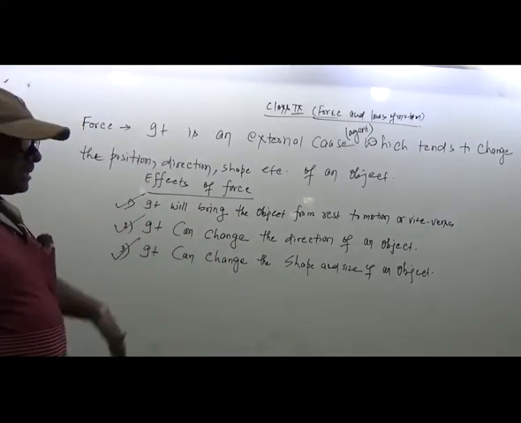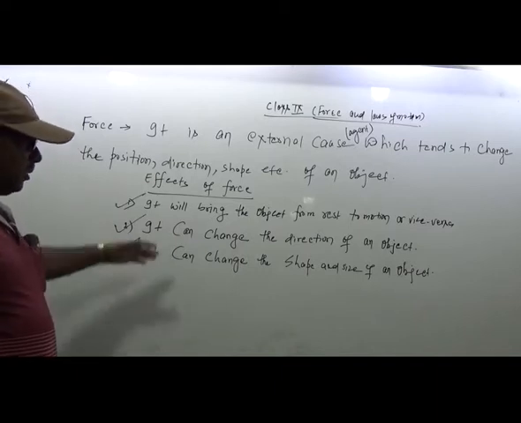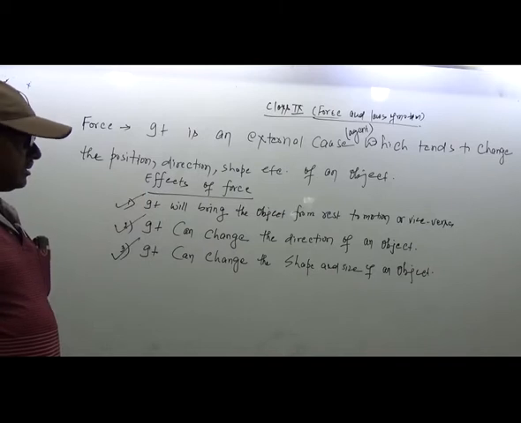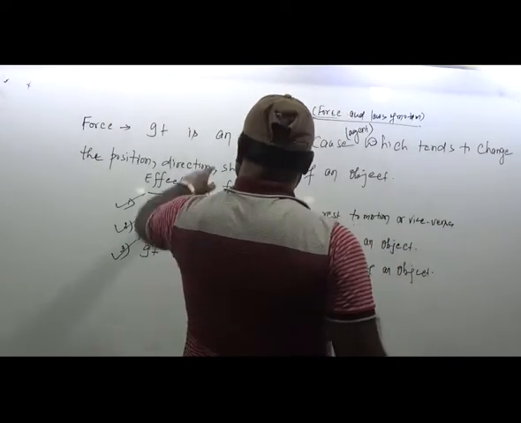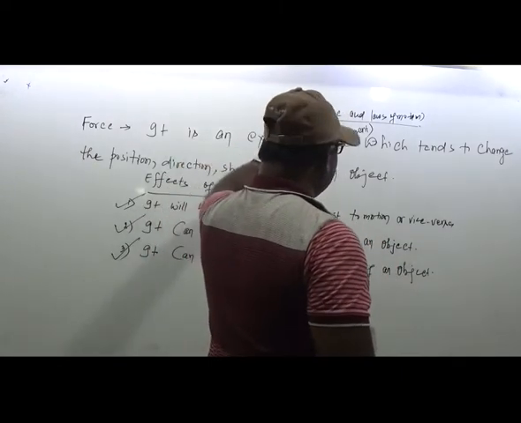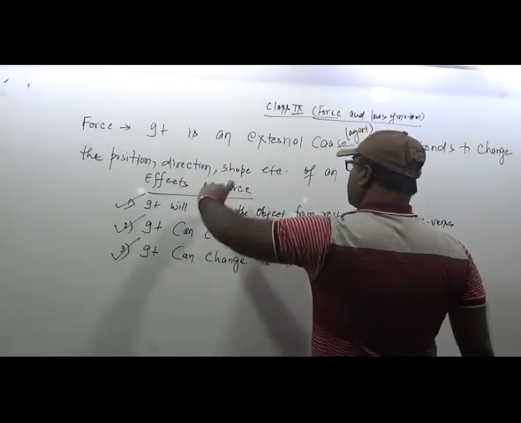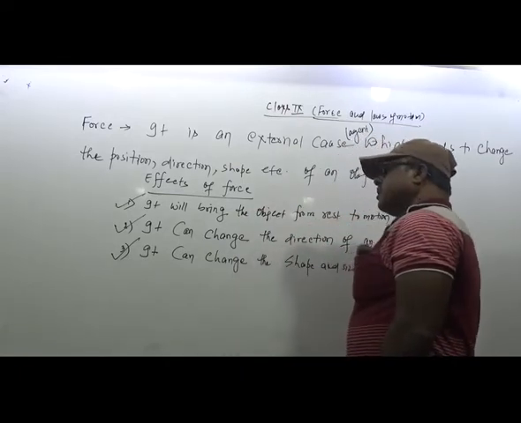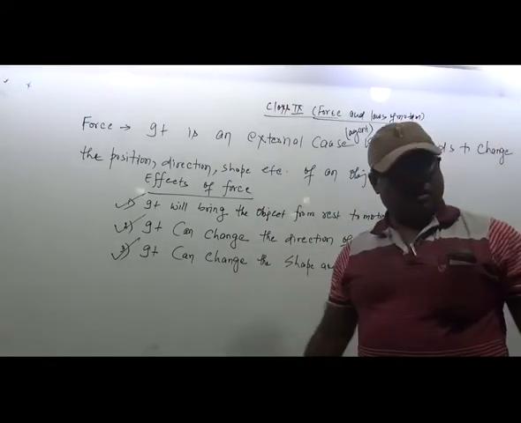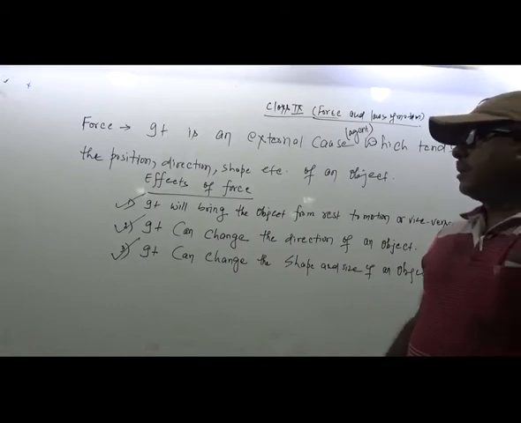It is not necessarily that all the three will happen. In any one of them it may be changed. In any one of them it may happen. So it is an external cause, agent, which tends to change the position, direction, shape, etc. of an object. Alright. So these are the effects of force. Now let us see the other.